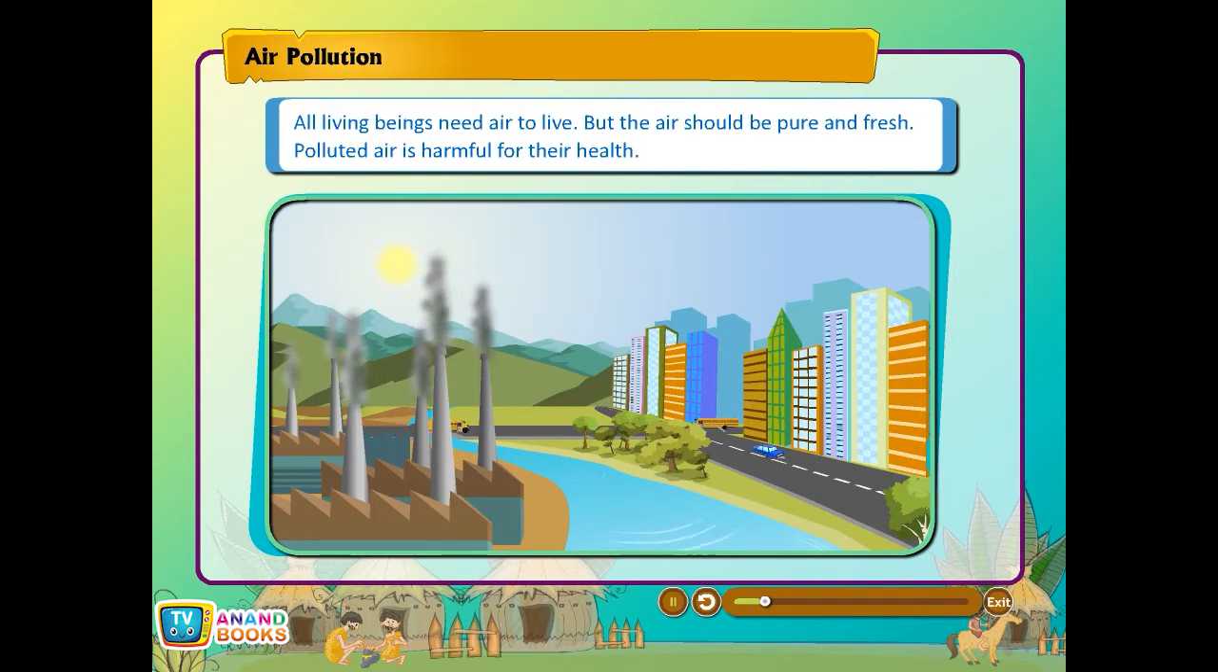Air pollution. All living beings need air to live, but the air should be pure and fresh. Polluted air is harmful for their health. Air is said to be polluted when it contains certain harmful substances in high amounts and for long periods of time.